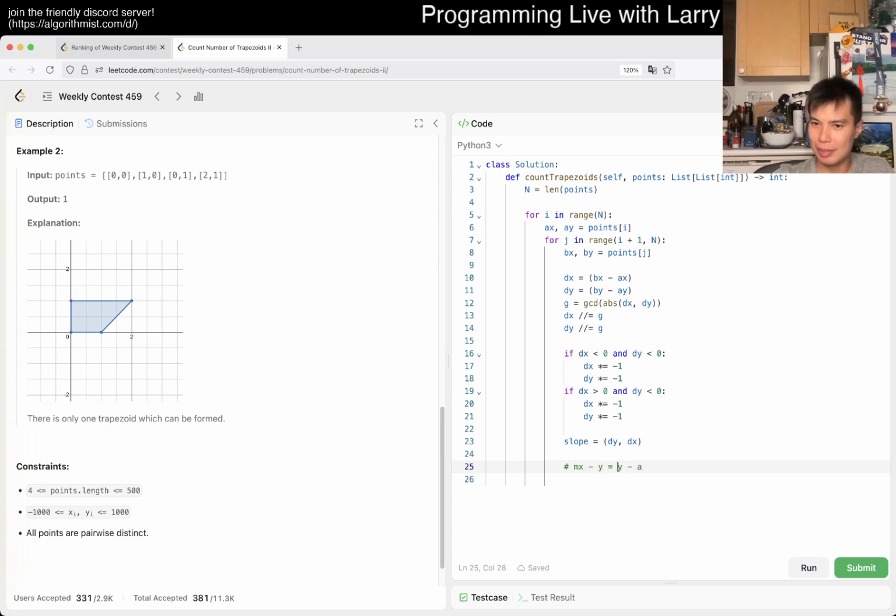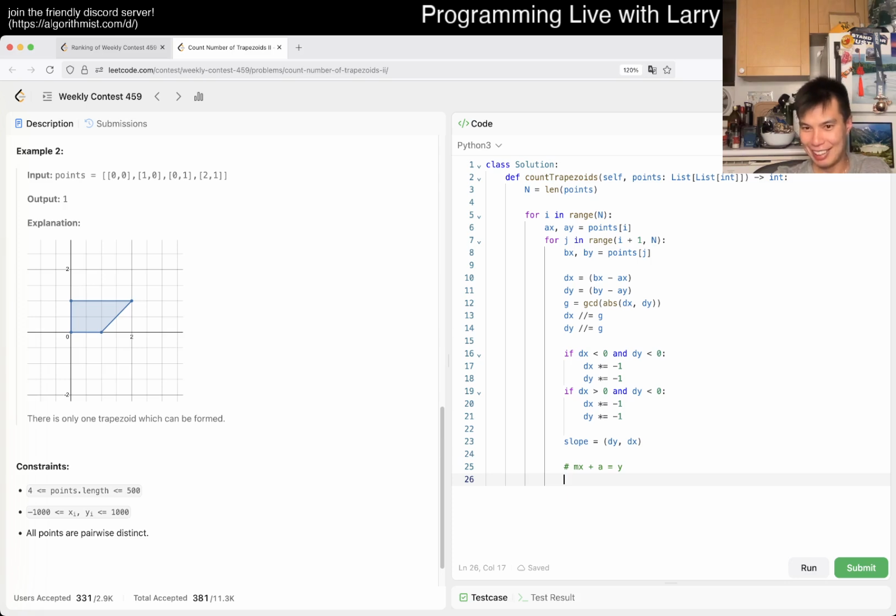What? Am I confusing things? What is y to y-intercept? I forget. Honestly, it's been too long. I forget which way it goes. Okay, but I don't know, they just try it out.